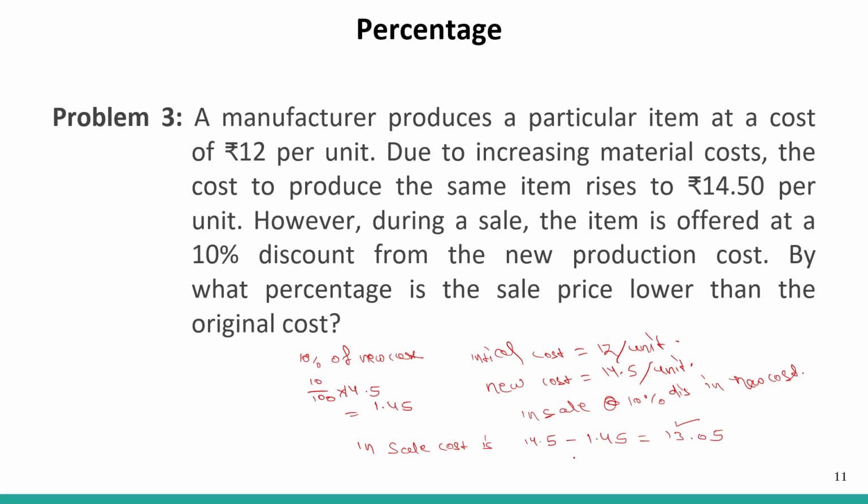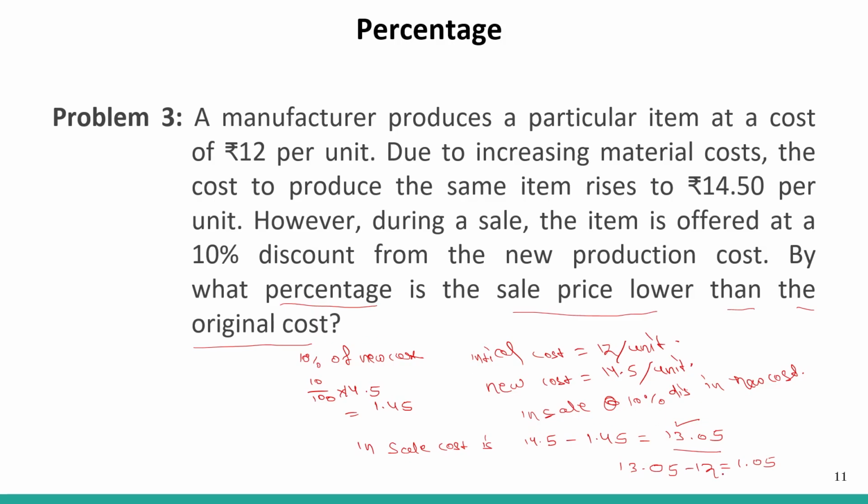So now the price of the item in the sale is this much. What we need to do is calculate the difference between the sale price and the original price, which was the initial cost of 12 rupees. So 13.05 minus 12 is equal to 1.05. It asks by what percentage the sale price is lower than the original cost.